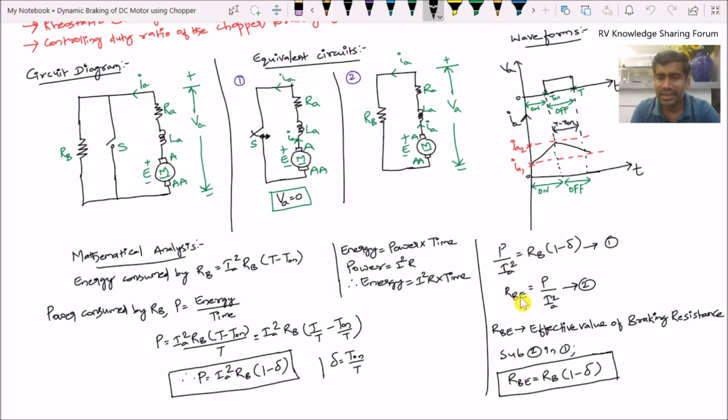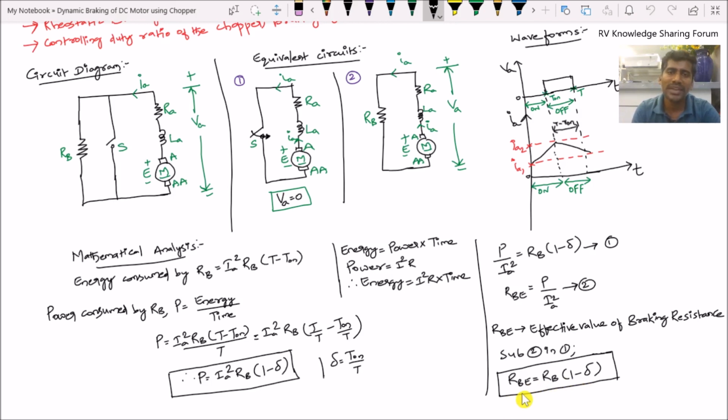Here, resistance R is equal to P by Ia square. Based on that we can write the effective value of the braking resistance RBE. RBE represents the effective value of braking resistance, which can be written as P by Ia square. This is equation 2. Now let us substitute 2 in 1. When we substitute 2 in 1, we get RBE, the effective value of braking resistance, equal to RB into 1 minus delta. This is the effective value of the braking resistance.